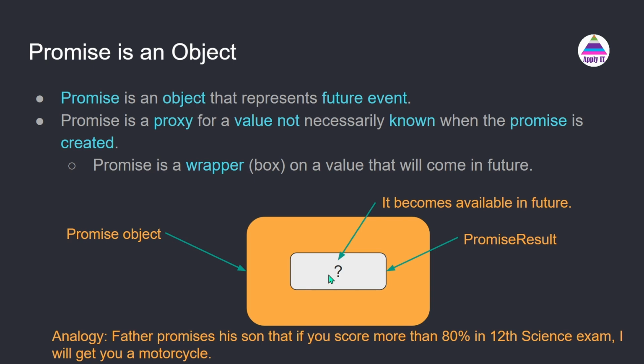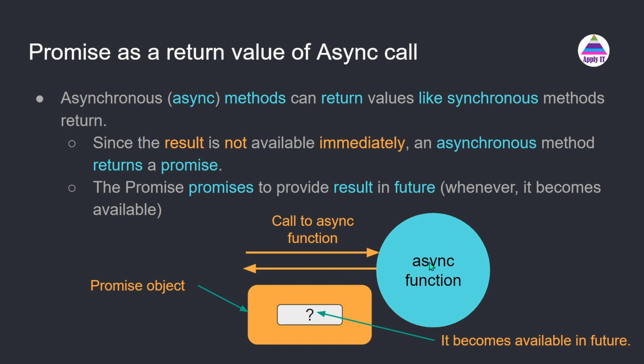We can understand this promise with an analogy. Say a father promises his son that if you score more than 80% in the 12th science exam, I'll get you a motorcycle. Getting 80% or more marks will happen in the future, but the father is giving the promise before that event happens. So this promise is the return value of an async function. Whenever we call an async function, it is going to return a promise object. The promise object will contain one member called promise result that will become available in the future.